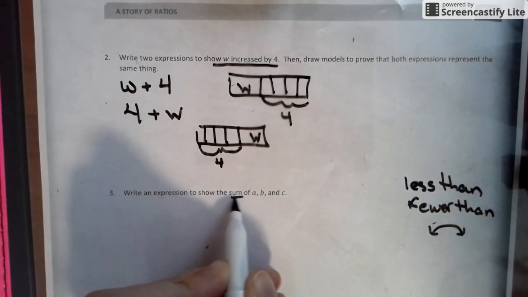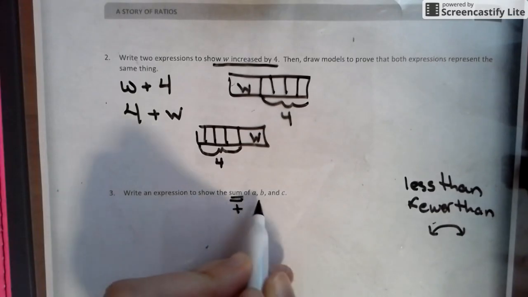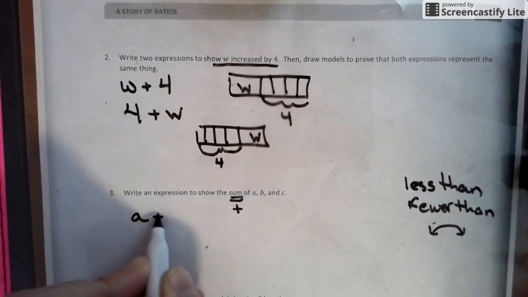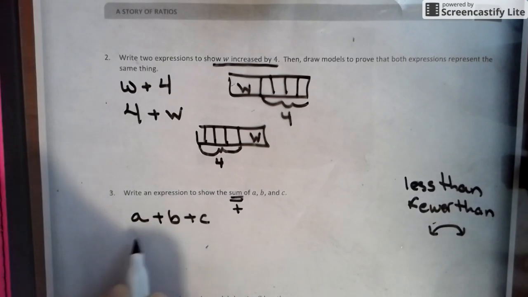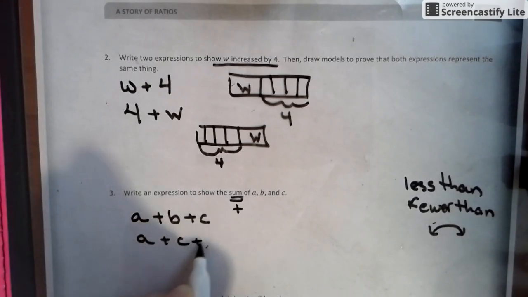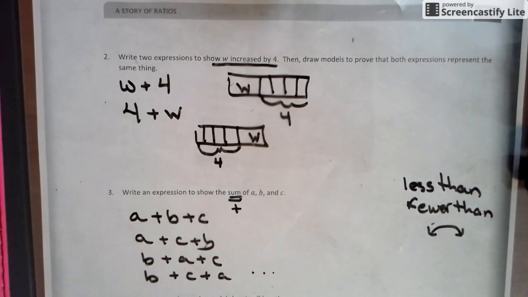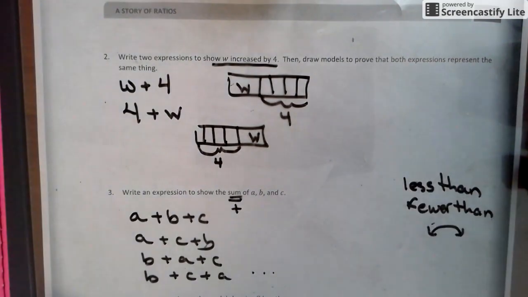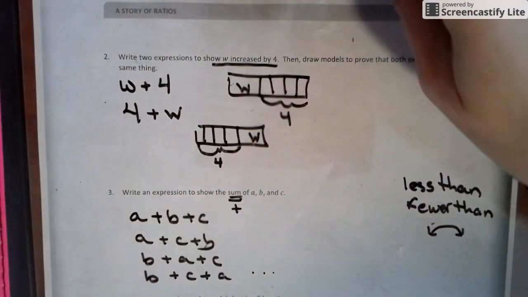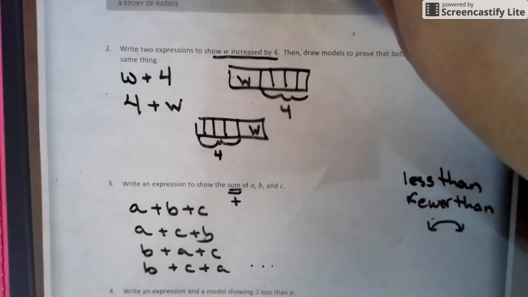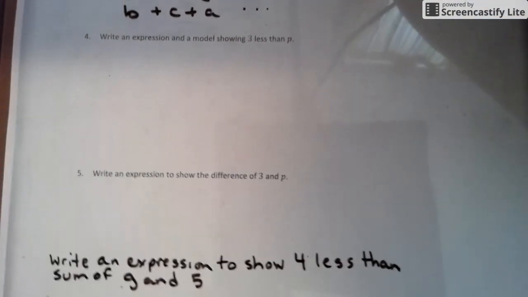Writing expressions to show the sum. Sum is an addition word, of A, B, and C. And there's lots of different ways you could do this. A plus B plus C, A plus C plus B, B plus A plus C, B plus C plus A, dot, dot, dot. There are more ways to do that. But just so you have an idea that this is what we are going to be getting into. I'm going to move you down here to a few more.